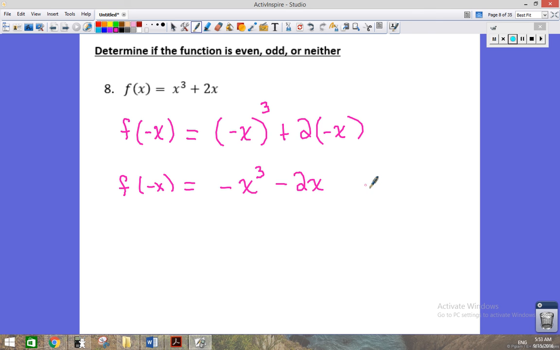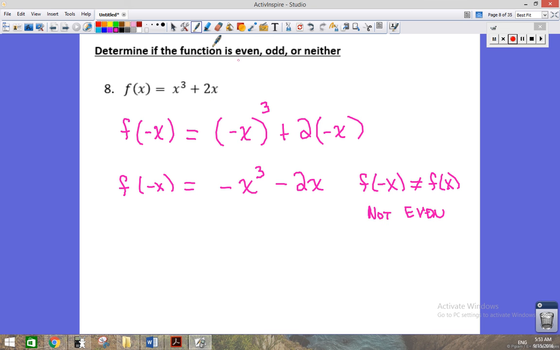I can clearly see that this is not an even function, because f evaluated at the opposite of x is not equal to f of x. For even functions, these would be equal to each other. This expression would be identical to the one we started with. So this is not even.